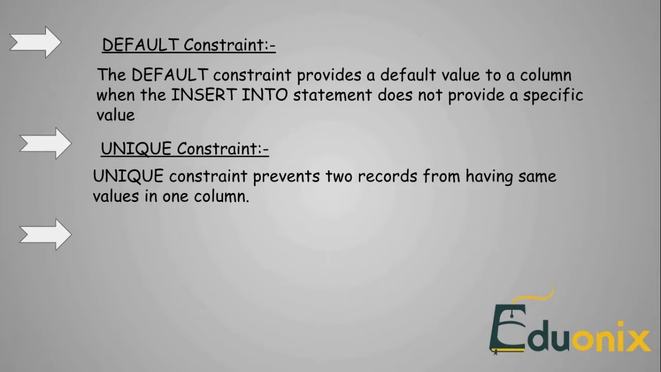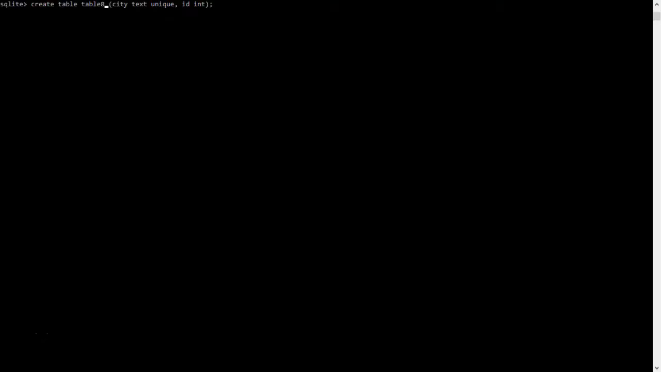So let us see an example of how to lay a unique constraint in the command prompt. For example, if we are trying to create a table with the name table8, so create table, table8, city, text, unique. So we have given a unique constraint over a column named city, which is text type of data, and ID as an integer type of data. Now if we try to insert repetitive names in a single column, it will show unique constraint failed.